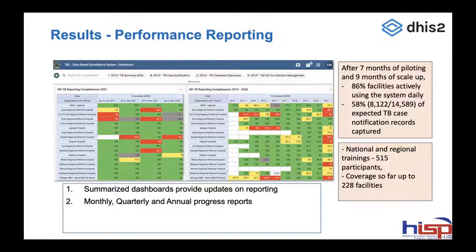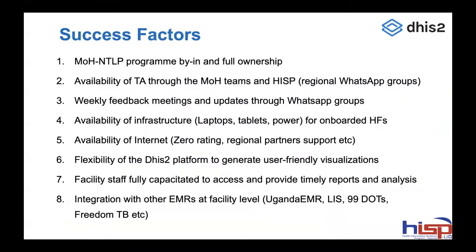Currently, about 86% of all facilities that have been trained, of the 240, are able to report on a daily basis. We had a backlog in terms of TB case notifications, and about 58% of that backlog from 2020 coming to the end of 2021 has been captured, as they continue to report. And of course, trainings, national and regional, continue to happen. What you see is a dashboard on reporting rate completeness. The teams are able to generate weekly, monthly, quarterly, as well as annual progress reports at different levels.